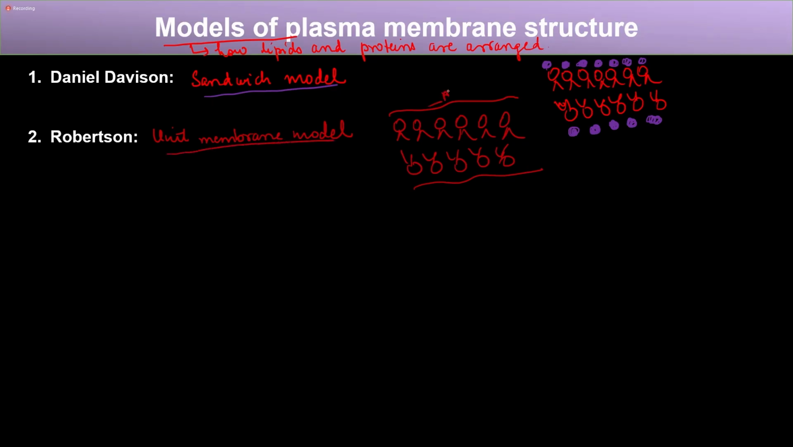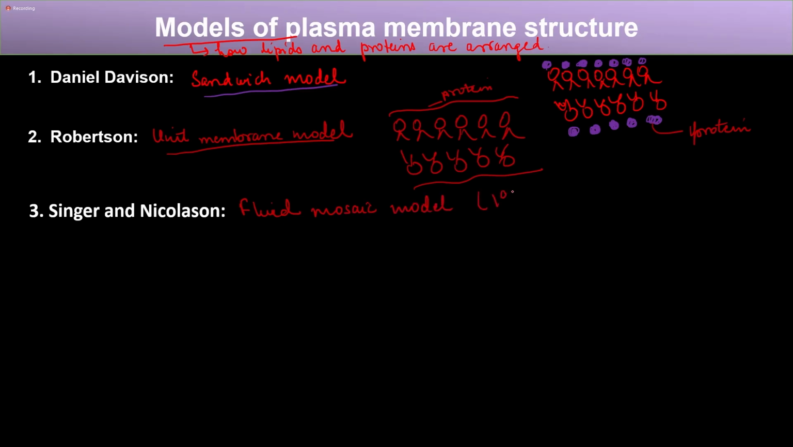This is protein. Similarly, this is protein molecules. So Robertson gave the unit membrane model. Both of these models were rejected. Then came the third scientists, Singer and Nicolson. Singer and Nicolson gave the fluid mosaic model in 1972, which is the most widely accepted model.